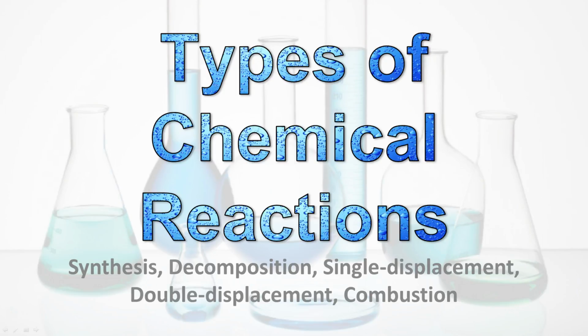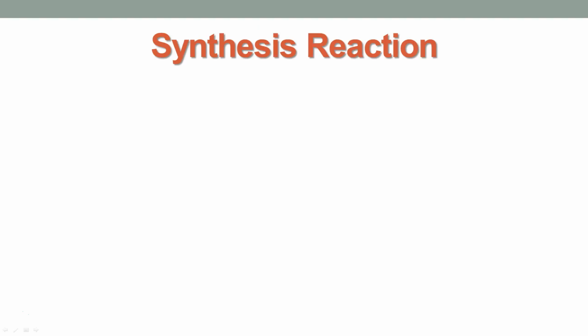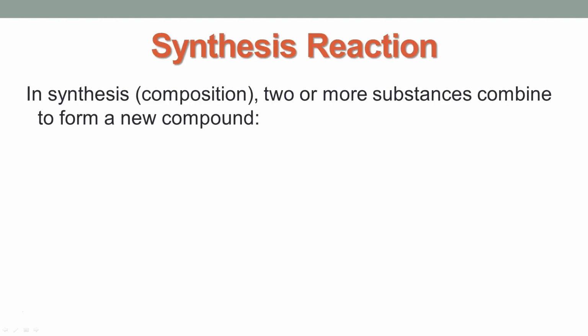Hello, students of science. Let's talk about the types of chemical reactions: synthesis, decomposition, single displacement, double displacement, and combustion. First one, synthesis reaction. Like it sounds, something is being built together, or composition reaction.